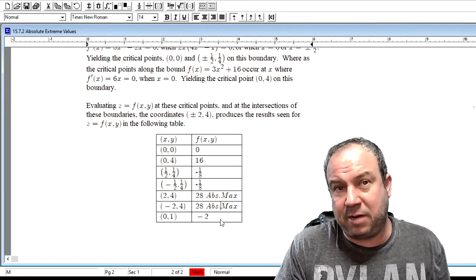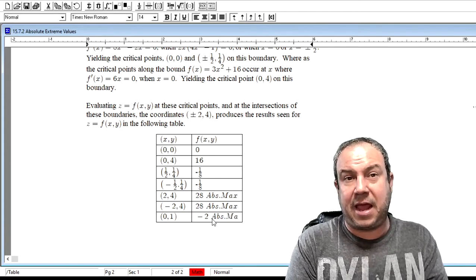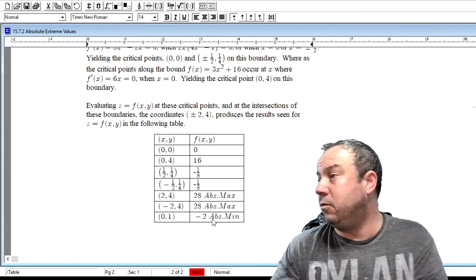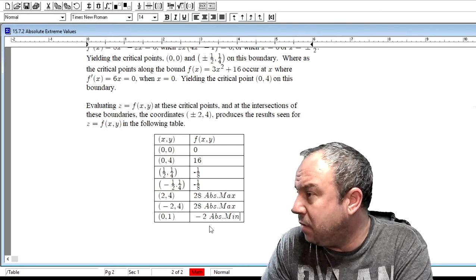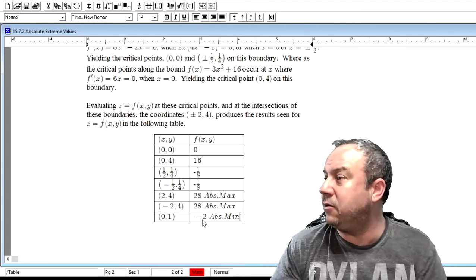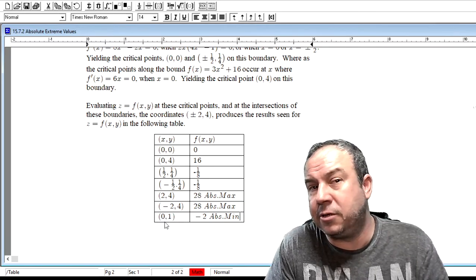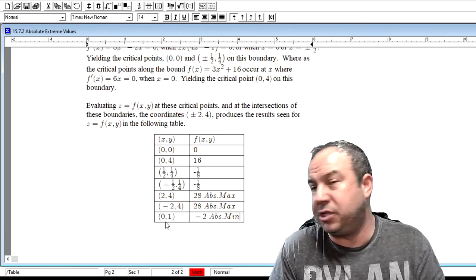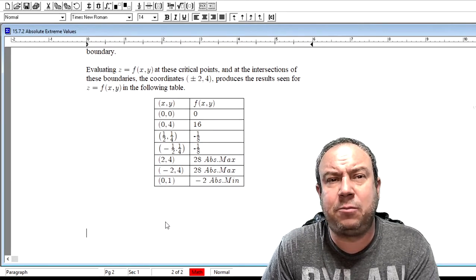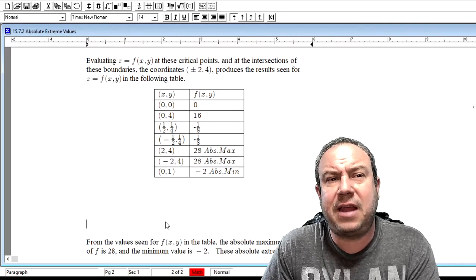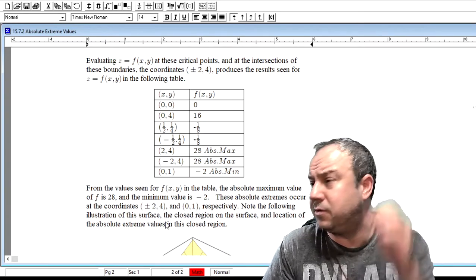As for the absolute minimum, that occurs at this critical point, and it is the value negative 2. The smallest value in the table is where we're going to expect to see our absolute minimum value. Negative 2 is the smallest value, so that will be our absolute minimum, and it occurs at this coordinate 0, 1 within that region. That is how we interpret absolute max and absolute minimum values on a closed region. That's how we find those guaranteed values.